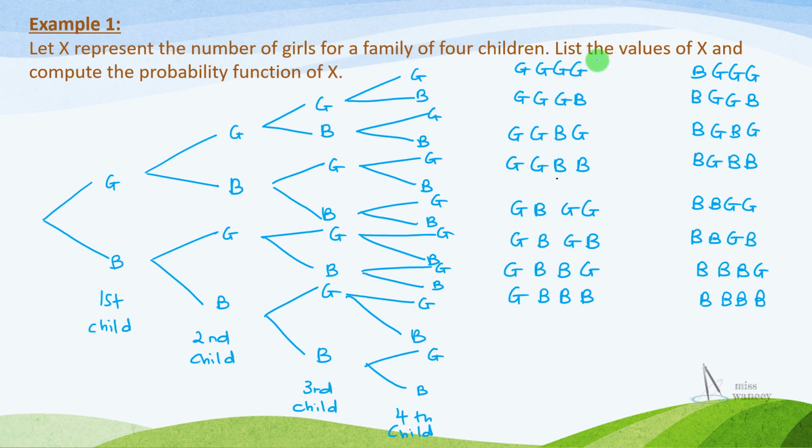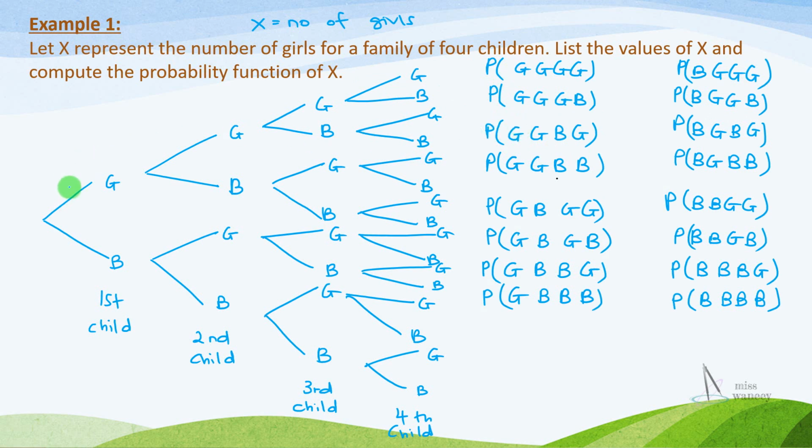We say that X represents the number of girls. So now let us see one by one. This is 4 girls, 3 girls, 3 girls, and so on. Firstly, let us calculate the probability for each of them.